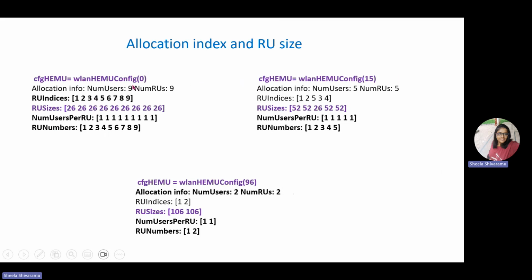And if you change this RU allocation index from 0 to 15, the 20 megahertz bandwidth is then divided into 5 RUs, wherein 5 users are occupied or allotted. The first RU size will be 52, second RU size is 52, the middle one is a 26 tone RU, then 52, 52. If the RU allocation index is changed to 96, then the entire 20 megahertz bandwidth is divided into 2 resource units, each of 106 tones.